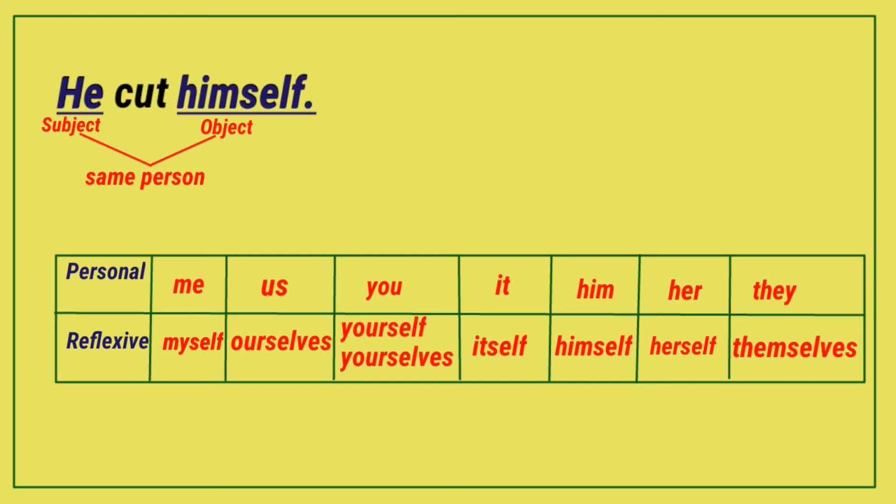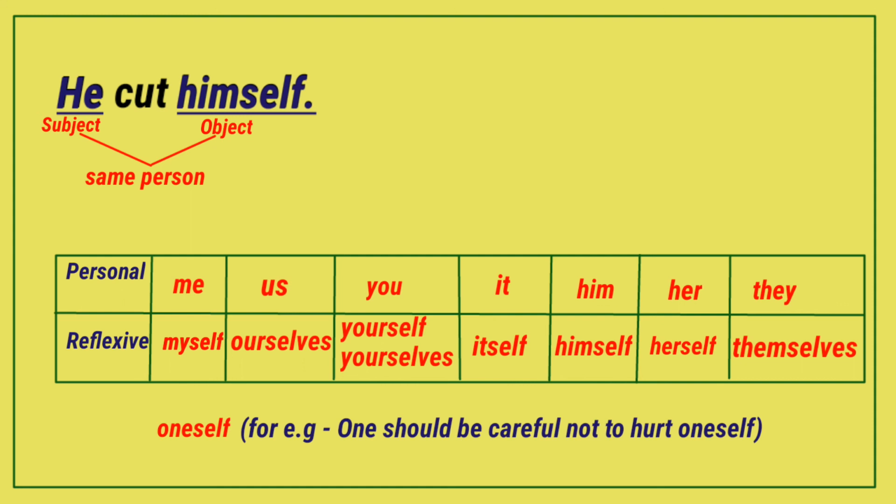Likewise, we have itself, herself, himself, and themselves. I have added another word oneself, which is used with the indefinite pronoun one, which means a person. For example, one should be careful not to hurt oneself.